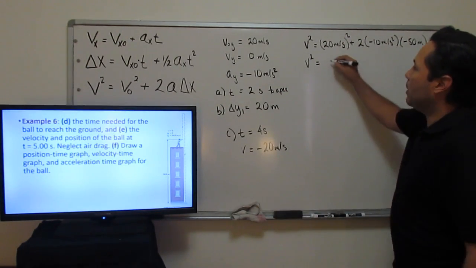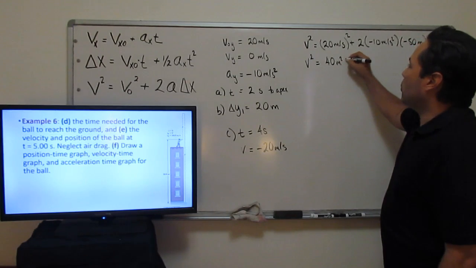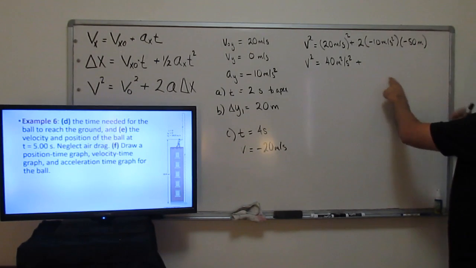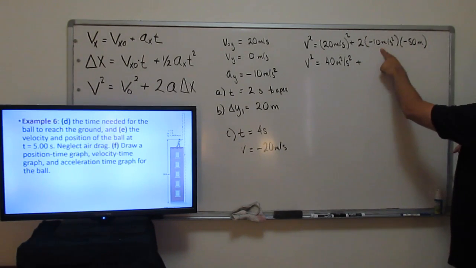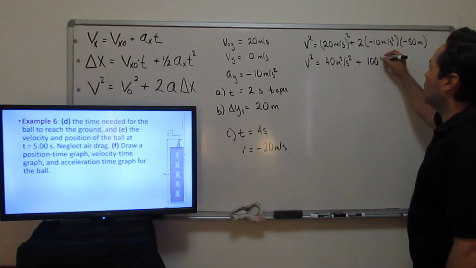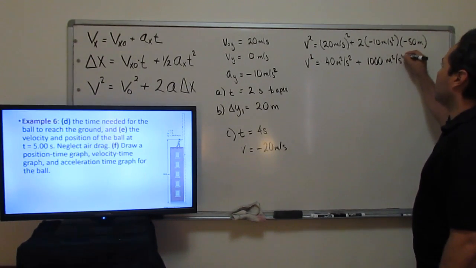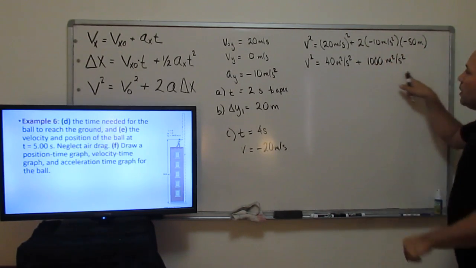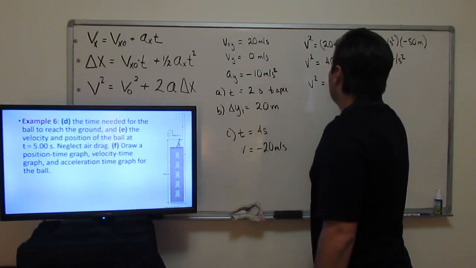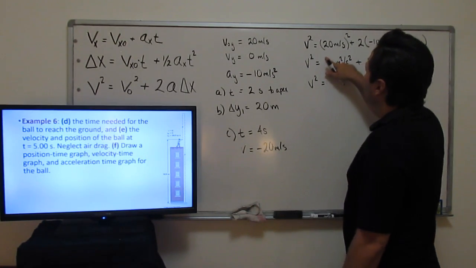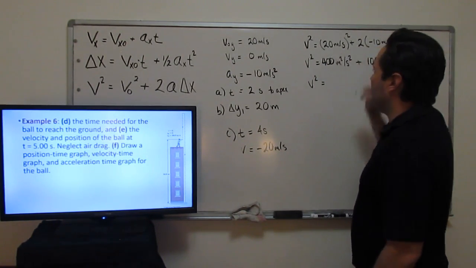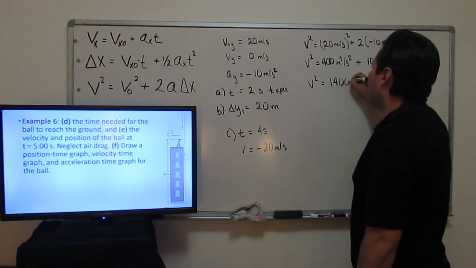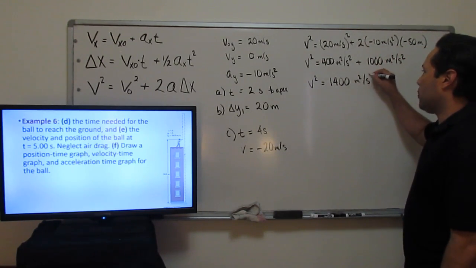So 20 squared gives us 400 meters squared per second squared, plus negative times a negative will end up giving us a positive. 50 times 2 is 100, times 10 is 1,000 meters squared per second squared. The meter squared comes from the multiplication of both of these meters. And then after that, we add them up. Multiply both, add both of these, so it gives us 1,400 meters squared per second squared.